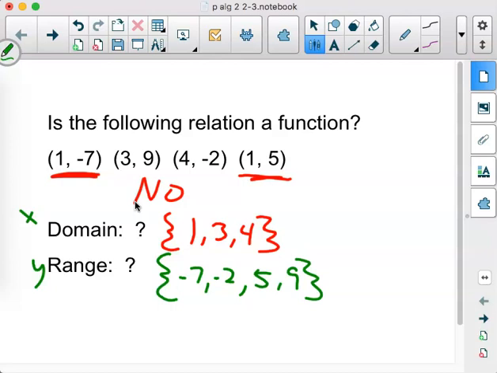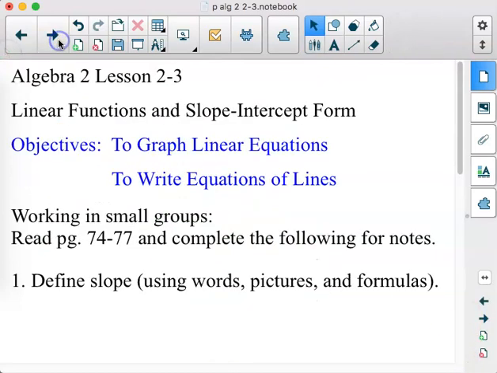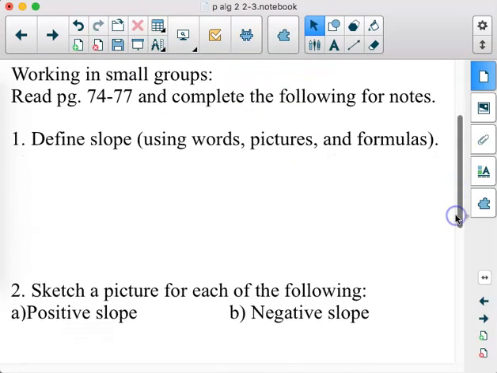The huge part from section 2-1 was, hey, is this a function? And you have to be able to tell that both by looking at ordered pairs and by looking at graphs. So in 2-3, we're going to start talking a little more in depth about those points, and you're going to find out that a lot of this is review. So linear functions in slope-intercept form, we have to be able to graph linear equations, which means graph lines. We've done that before. And write equations of lines. Again, it says working in small groups, but we're going to talk about this together.